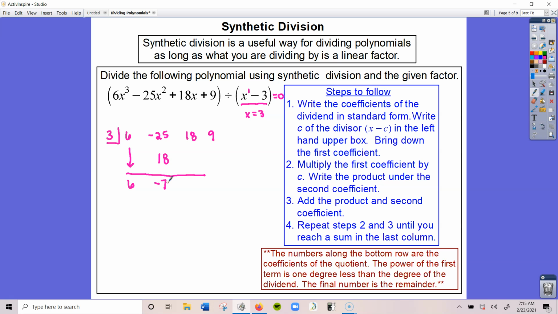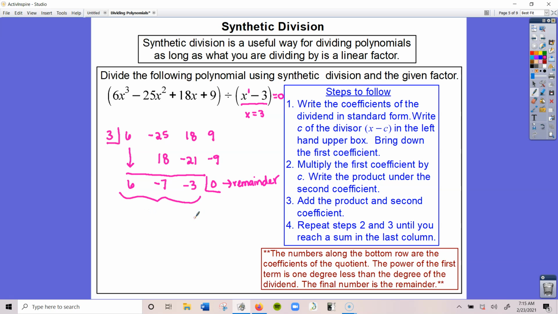Now we repeat. Negative 7 times 3 is negative 21. Combine again. 18 minus 21 is negative 3. Multiply. Negative 3 times 3 is negative 9. And then finally combine again. 9 minus 9 is 0. This last number here is the remainder. In this case, we have no remainder.